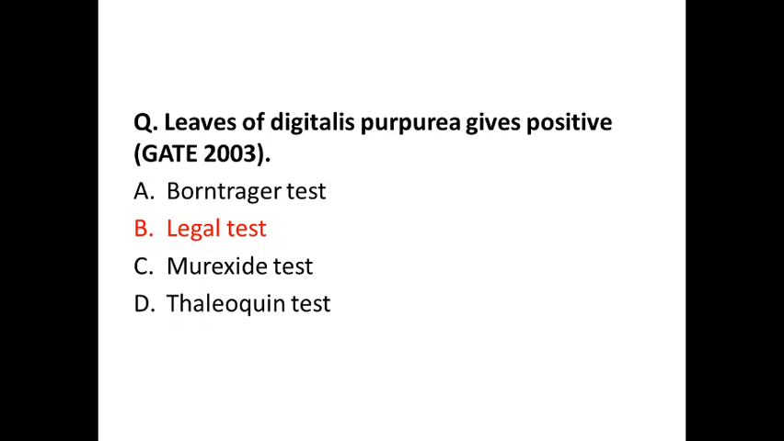Next, leaves of digitalis purpurea give a positive test. The name of the test is asked: in which of the following tests do digitalis purpurea leaves give a positive result? This question appeared in GPAT 2003. Of course the correct answer is the Legal test, because the Borntrager test is used for identification of anthraquinone, the Murexide test is used for identification of purine alkaloids, and the Thalleioquin test is used for identification of cinchona alkaloids. So the correct answer is option B, that is the Legal test.